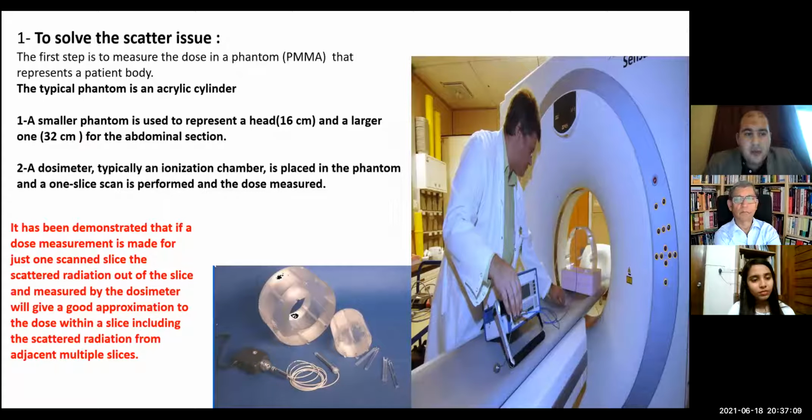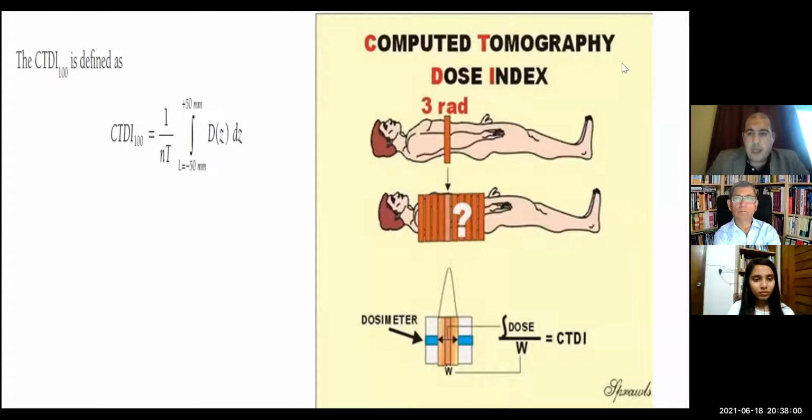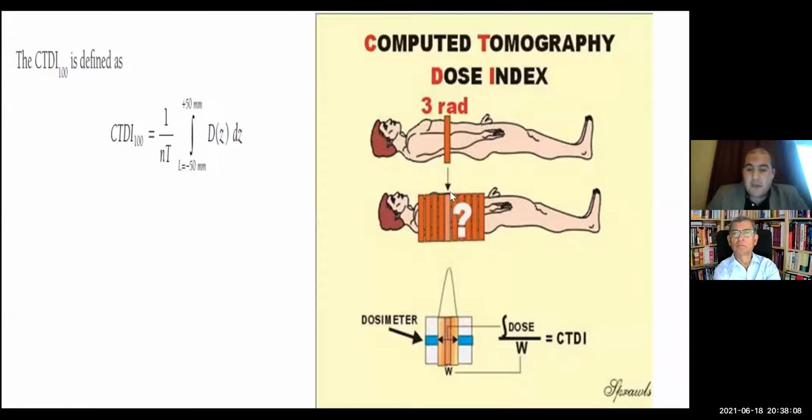But to solve the problem of scatter, we will use our phantom to scan only one slice. Scanning only one slice gives you a good approximation about the scatter dose. After that, you can get a good approximation to the dose from the scattered radiation from adjacent multiple slices. So here, as we see in this image, this phantom simulates the patient, and we will measure the dose per one slice.